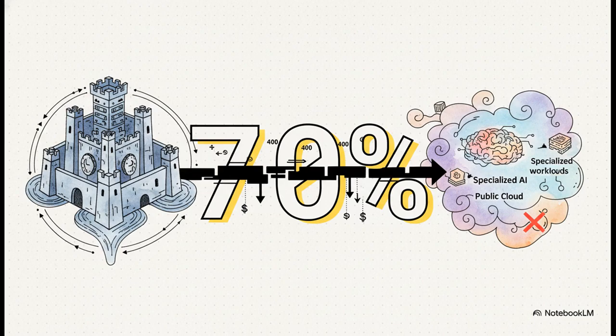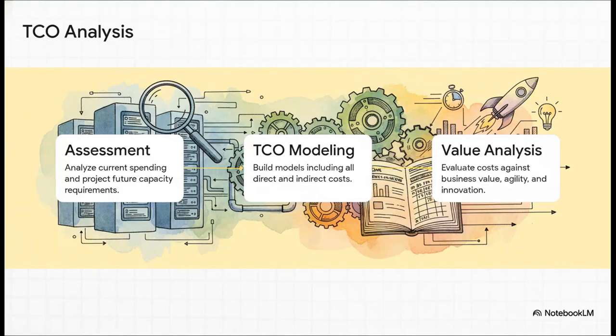That's a huge win. And to figure all this out, you learned this simple but really powerful 3-step framework for total cost of ownership. First, assess what you're spending now. Second, model out all the costs of a move, both the obvious and the hidden ones. And third, look beyond just the price tag to the actual value you're getting.